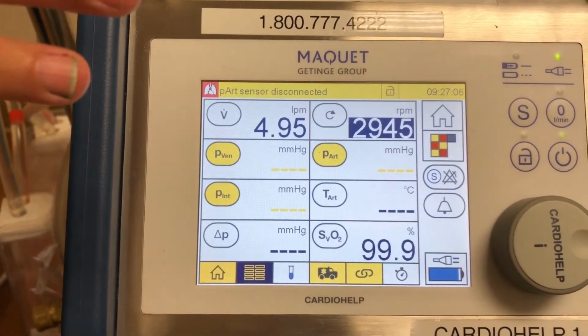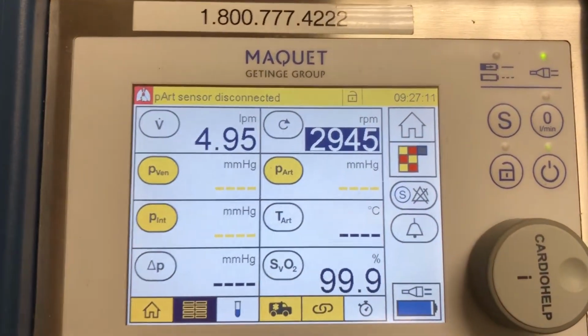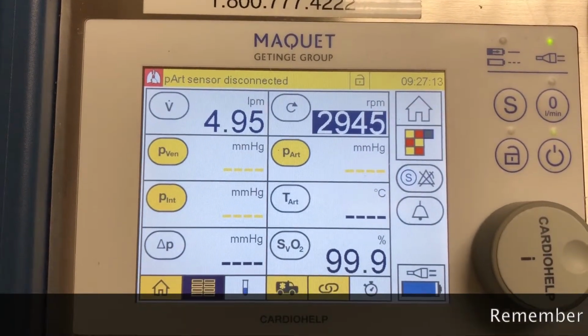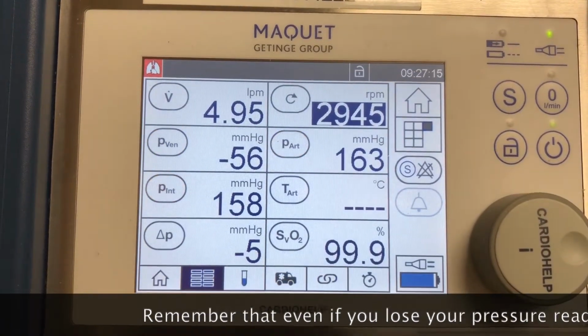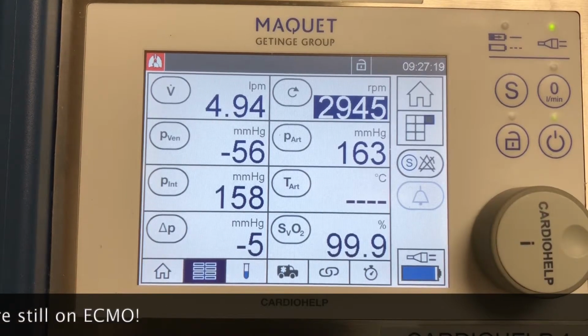If you ever see a screen like this, remember maybe something is wrong with this black probe. Many times it's just the fact that it came out or it's loose, and that's why it's not reading. So try to see if you can put it in. If that doesn't solve it, just switch it out.